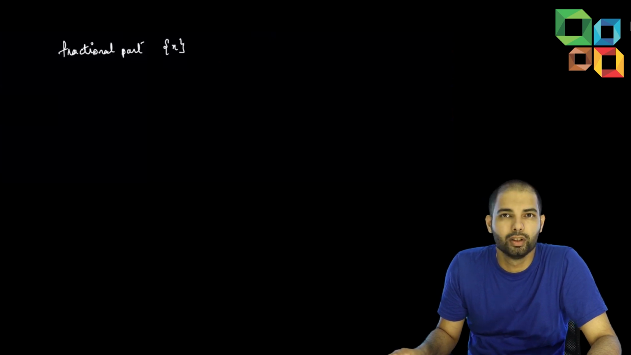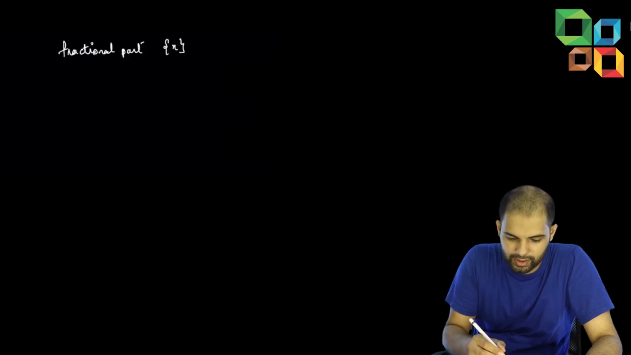Okay. So it's usually denoted by flower brackets. Something like this. It's read as the fractional part of x and written something like this. Okay. So what is this?